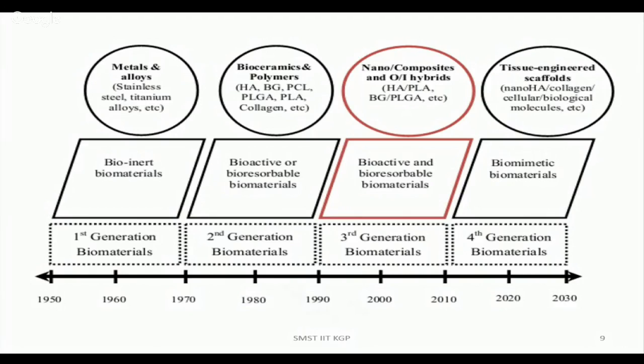And then from 2000 onwards, there are different bioactive and bioresorbable biomaterials. Today we have biomimetic biomaterials, and today we are conceptualizing to print or develop functional tissues in the laboratory, which can replace the native tissues and work like natural tissues.